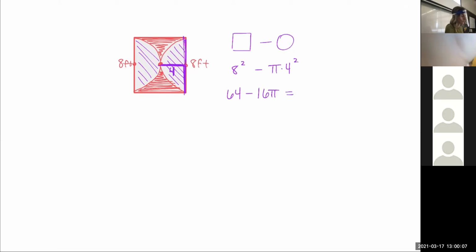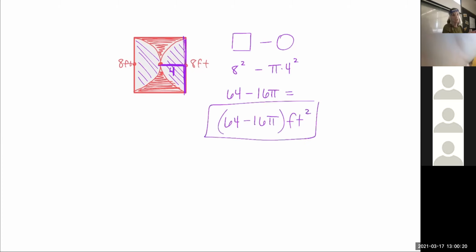What did they ask? Simplest radical form. That would be your answer, actually. You can't combine those. So the area would be that. Now, if they said round it to the nearest 10th, you would just plug that in, 64 minus 16 pi, and you would get a decimal.